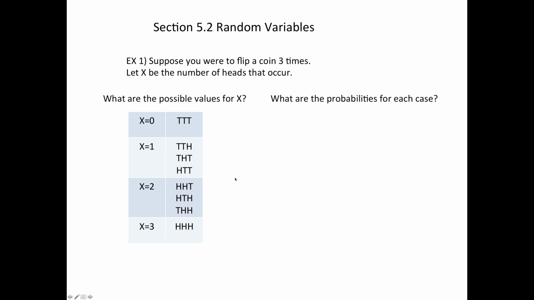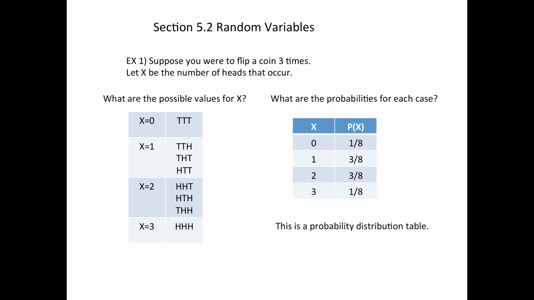Next, what are the probabilities associated with each case? So for the first one, when x equals 0, there's only 1 out of 8. Then 3 out of 8, then 3 out of 8, and then 1 out of 8. So what we've created over here on the right-hand side is called a probability distribution table.